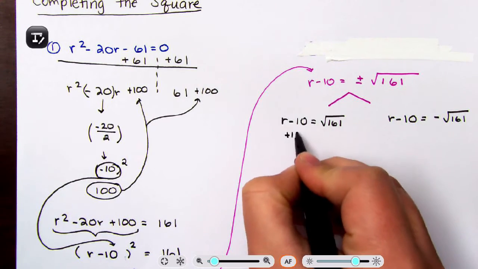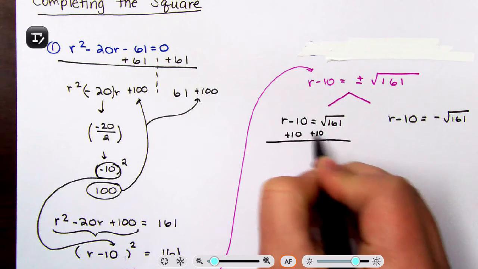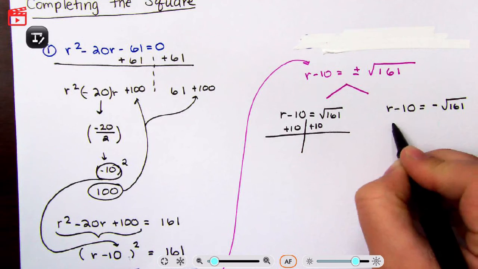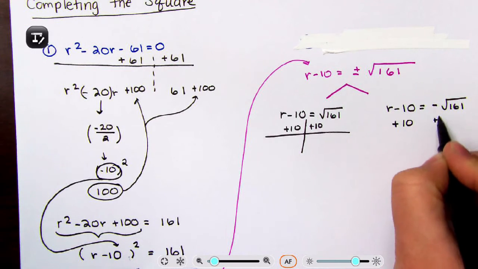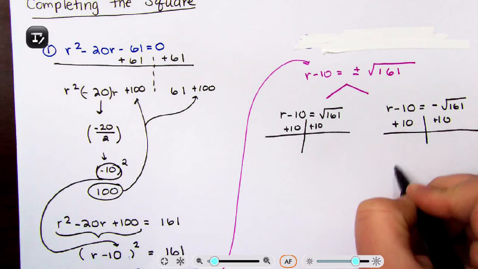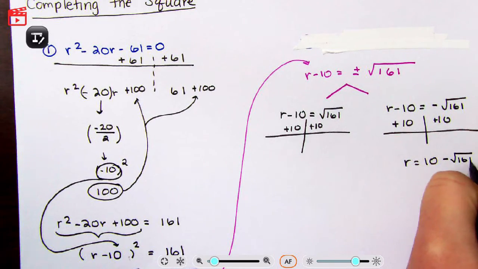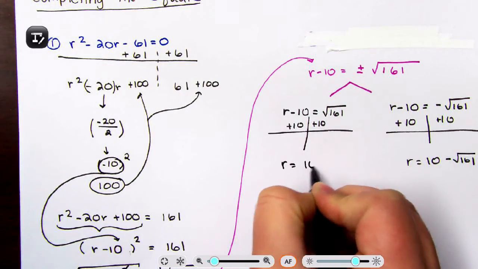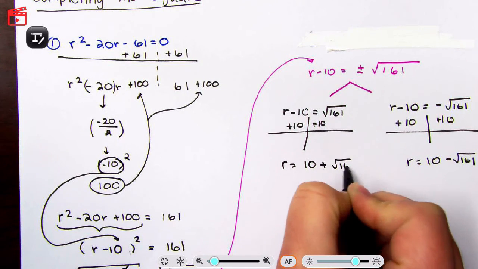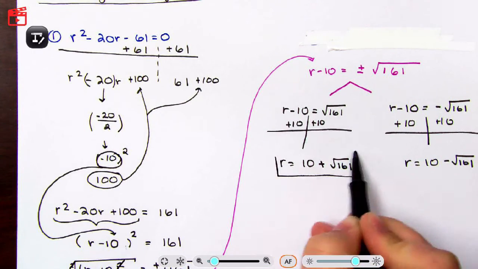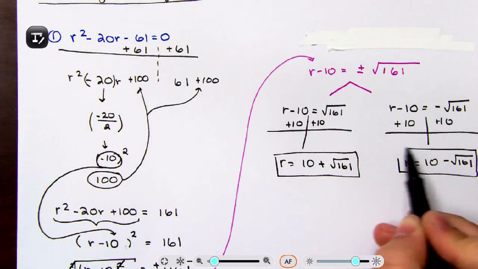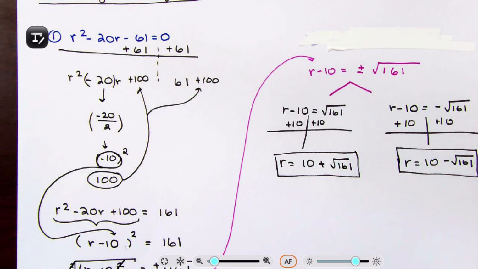We're going to add 10 to both sides. Now you're adding it outside of the parentheses, outside of the square root. You're not actually going inside. So I have r is equal to 10 minus the square root of 161, and r is equal to 10 plus the square root of 161. And that is your answer. You're going to have 2 answers. And that is completing the square.